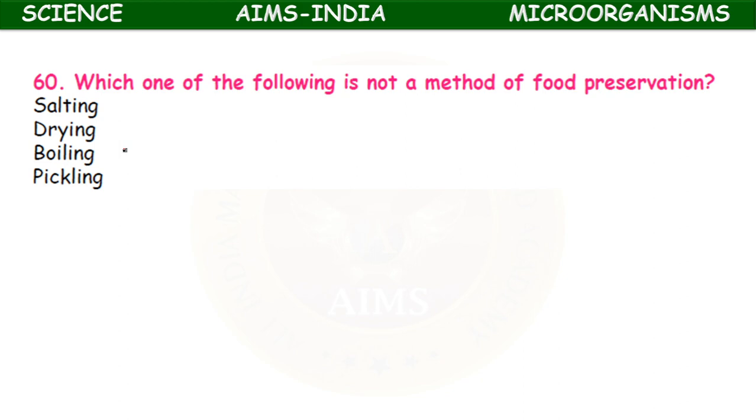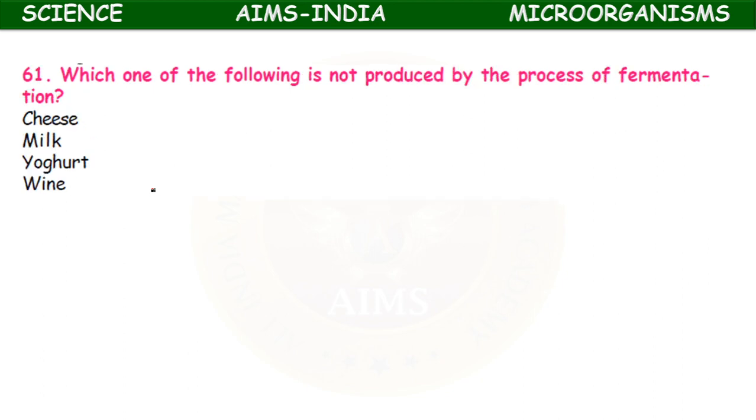Next, which one of the following is not a method of food preservation? Salting, drying, boiling, pickling. So, which is not, except the third option, remaining are food preservation methods: salting, drying and pickling. Boiling is not a food preservation method.